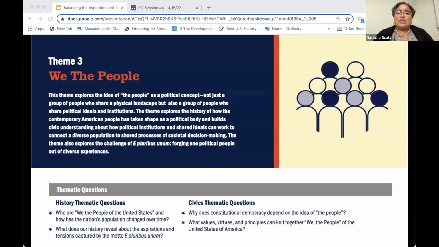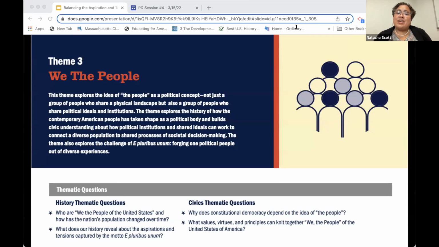So as we think about theme number 3 today, We the People, really, as I said before, thinking about it as a political concept, not just a group of people who shared that physical space, really leaning into that. Each of our themes has thematic questions, both from a history perspective and a civics perspective. From a history perspective, we see: who are we, the people of the United States, and how has the nation's population changed over time? What does our history reveal about the aspirations and tensions captured by the motto E pluribus unum?